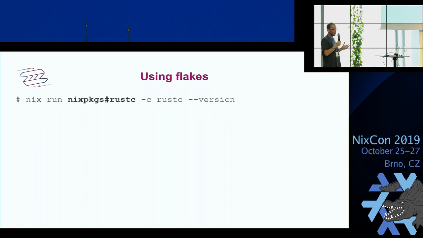So there is a global registry that has some mappings from well-known repositories or well-known flakes to their actual locations. What this command will do is fetch the latest registry. I mean, it caches it, so most of the time it won't actually be fetching anything. So it will look for the location of Nix packages, and then it will fetch Nix packages. So unlike Nix channel, you don't have to add anything, you don't have to configure anything. This just works.